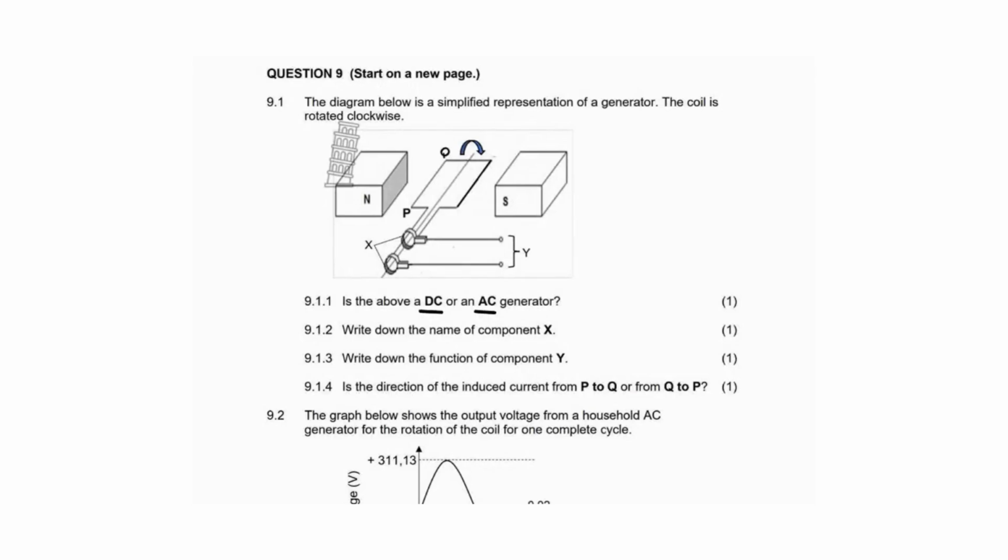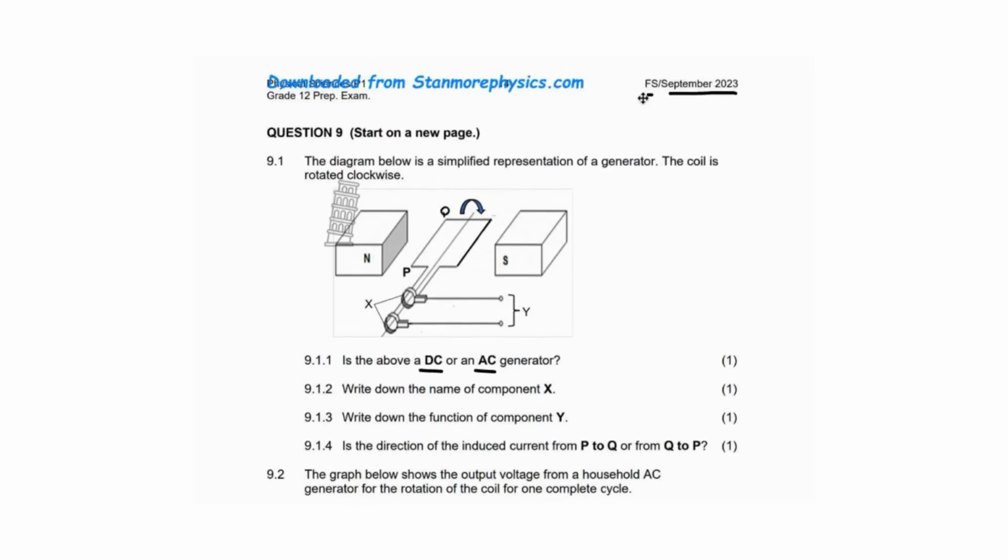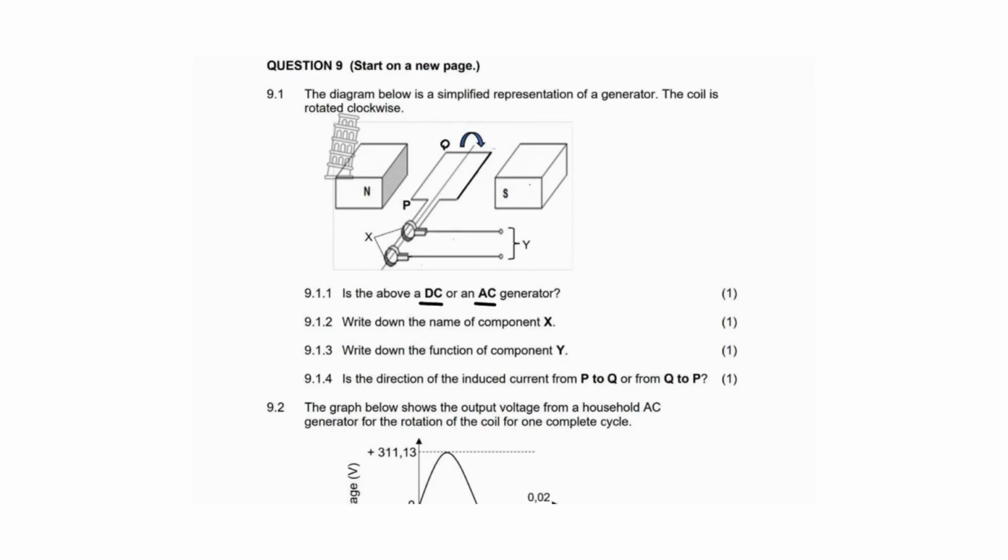Okay guys, now let us have a look at yet another example. This is a past paper from September 2023, a trial exam paper. The diagram below is a simplified representation of a generator. The coil is rotated clockwise. So we have two keywords, a generator and the coil being rotated clockwise, and we also have an arrow indicating the clockwise direction. Is the above a DC or an AC generator?